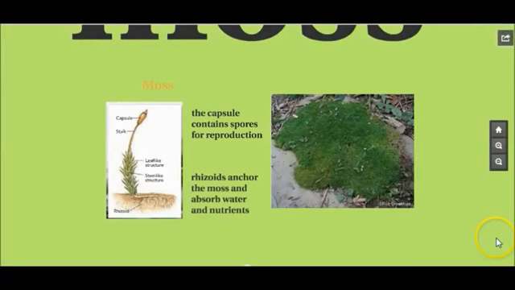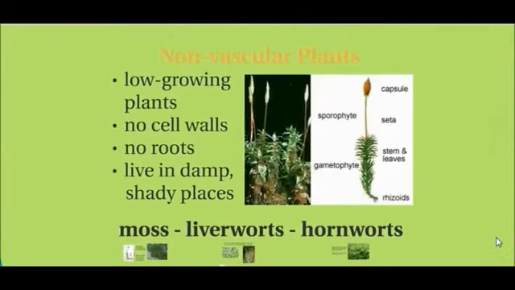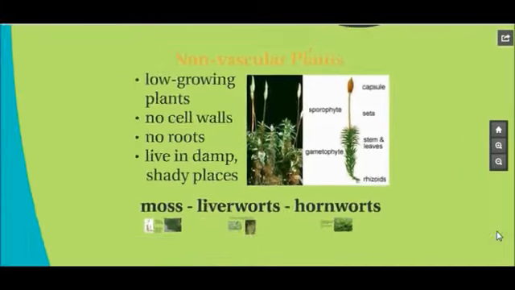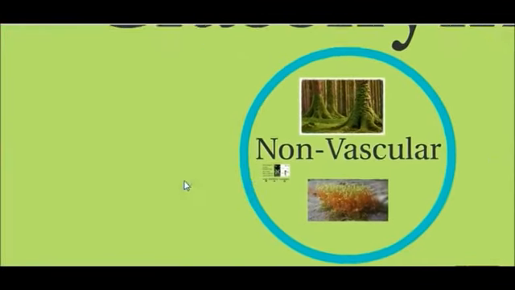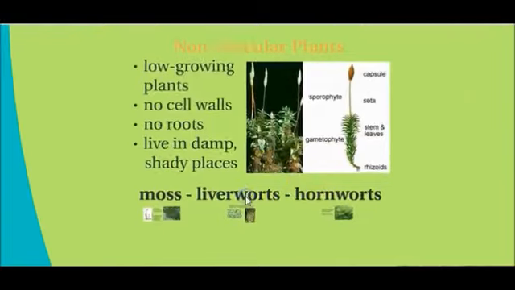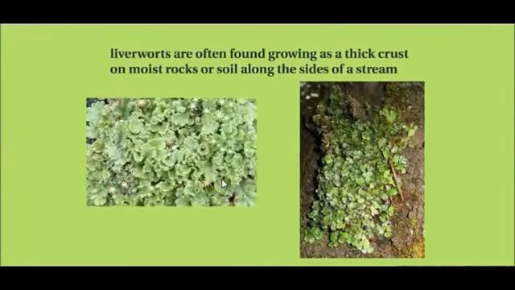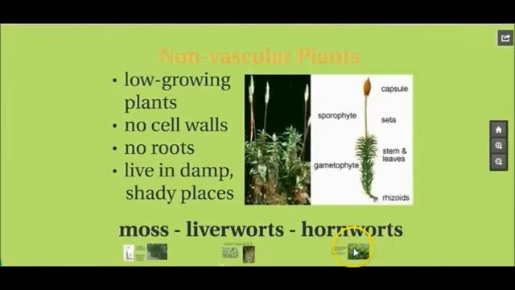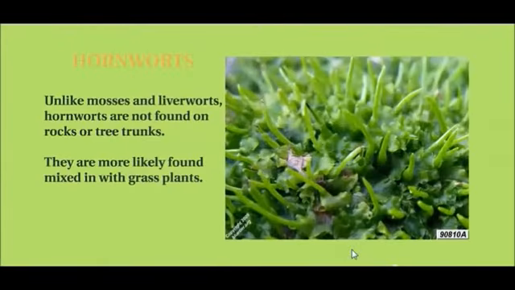Another example of a non-vascular plant is liverworts, and they're given their name based on the fact that they look like the inside of a liver. And just like moss, they're found growing in wet, damp, shady areas, a lot of times along the sides of creeks and other streams and rivers, on rocks. It can grow right into the soil, but they look like this. They are liverworts.